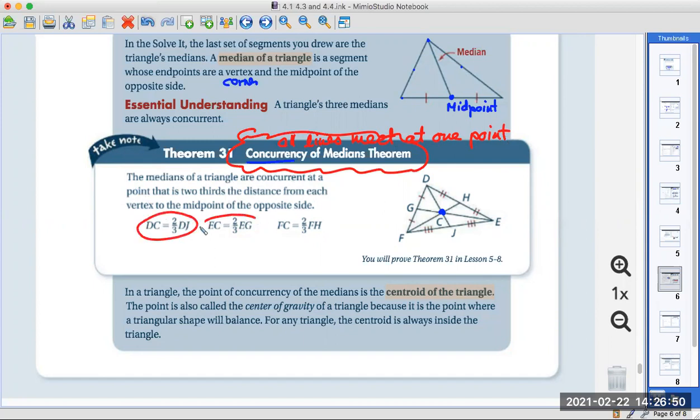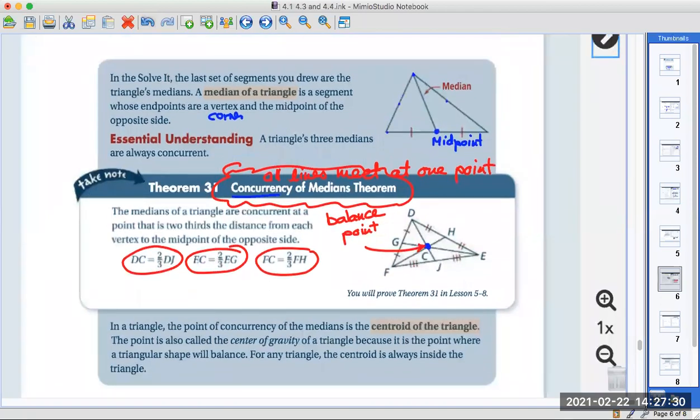So that's important. It's not half like the first lesson in this chapter, it's 2/3. So I'm going to show you how to deal with that, okay? By the way, this is called the balance point. If you cut out a triangle and find that point of concurrency and balance your triangle on your finger, it'll balance. So this is your balance point. Right there, okay? All right, so let's look at a couple of examples I have.